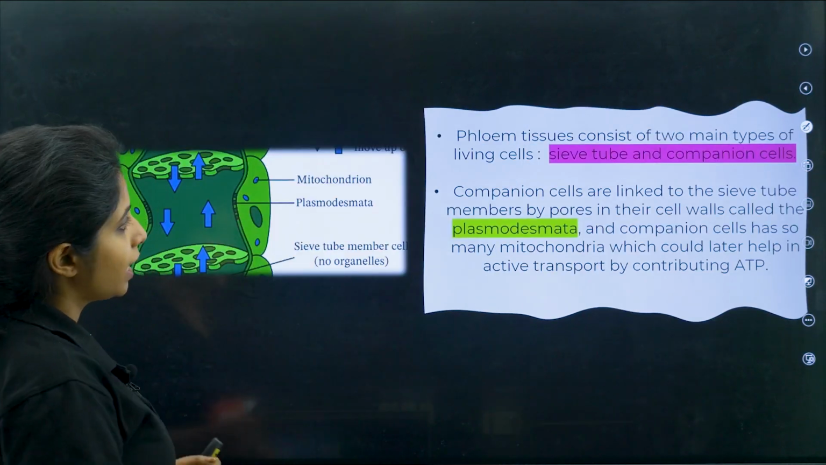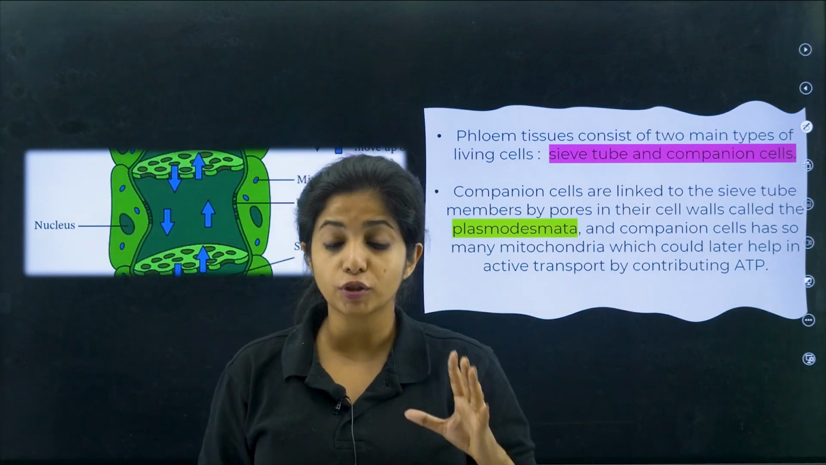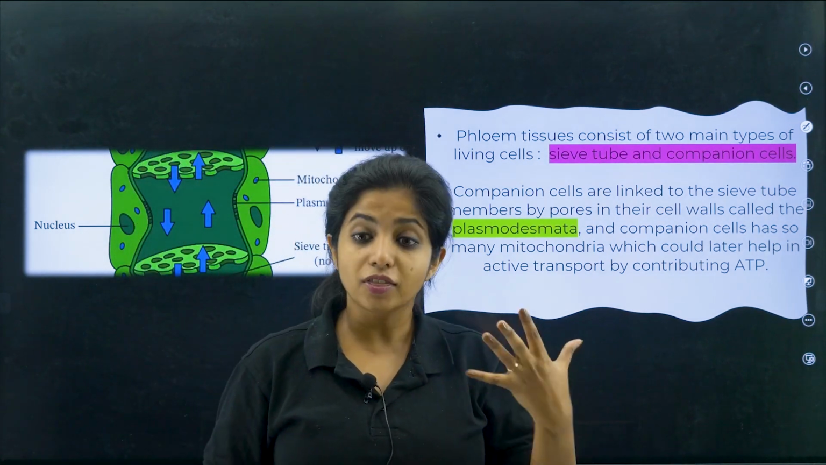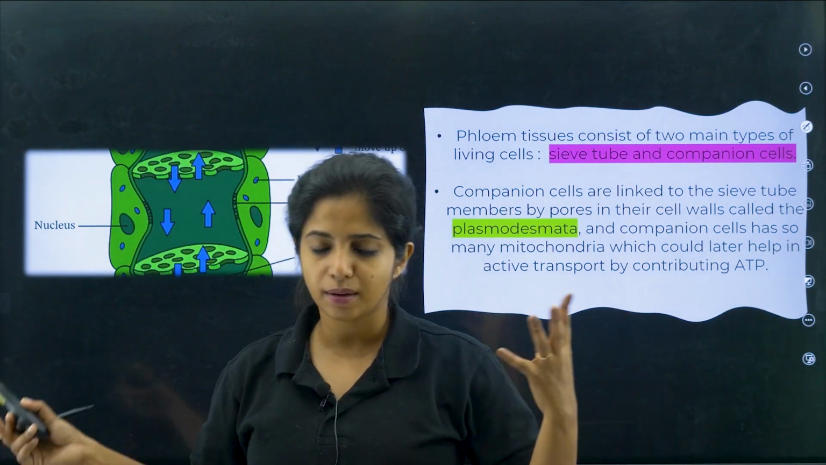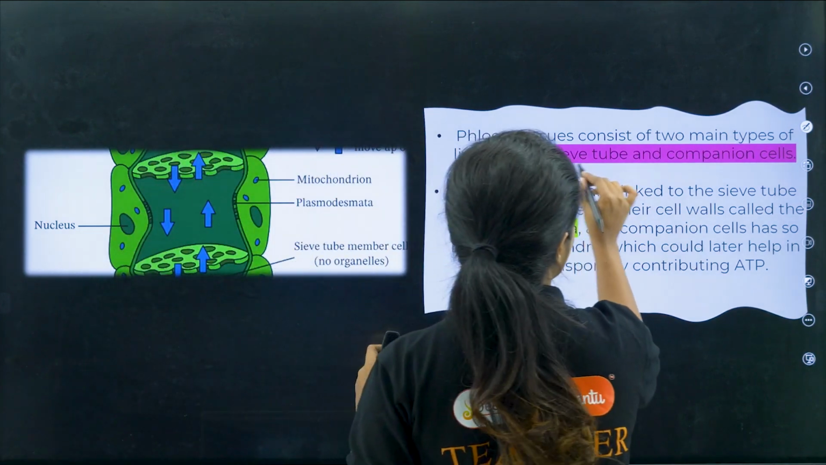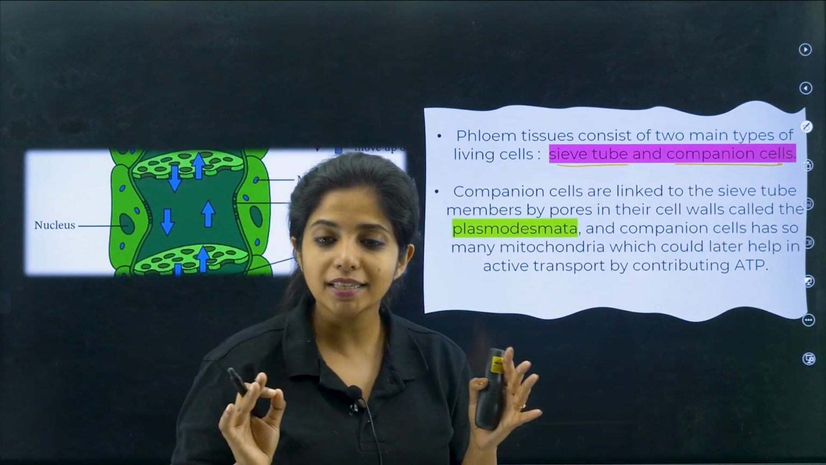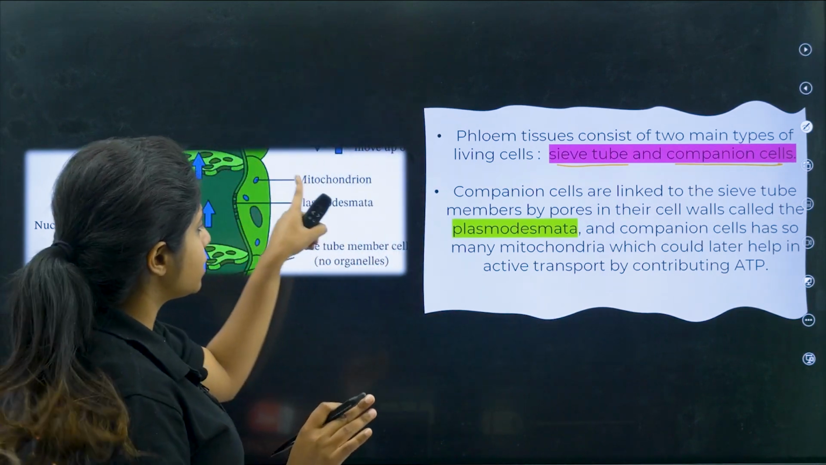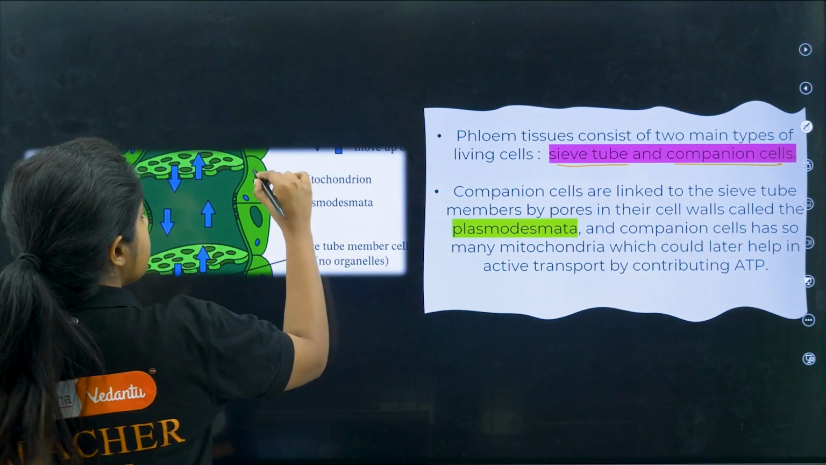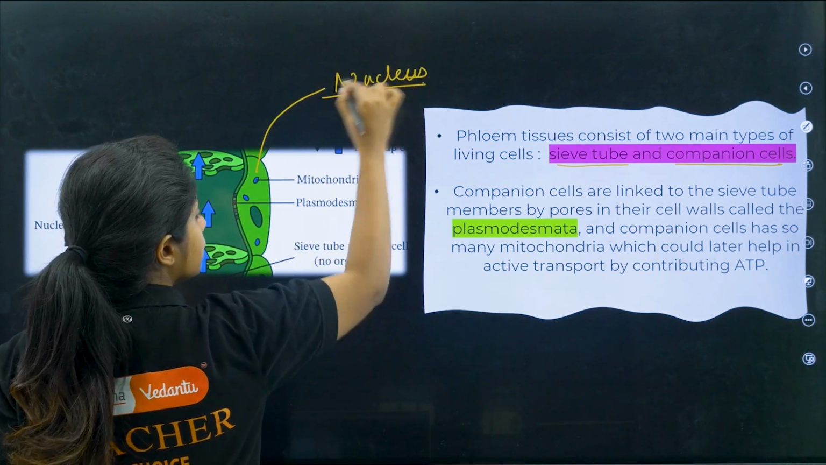Works? Chalo, next thing. So phloem tissue consists of two main types of living cells. I am not saying it is made up of only two living cells. There are other cells also involved, some dead, some living, everything is there. But you need to remember two very important things. One is the sieve tube cell and the other one is the companion cell. You can remember the companion cell as a friend that everyone should have. Why? Because it has a nucleus and all the cellular components.